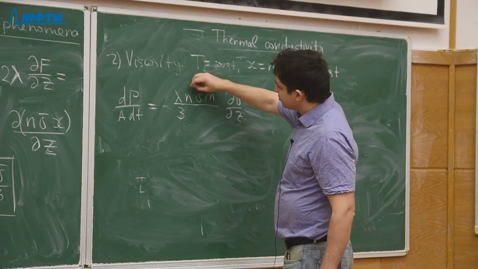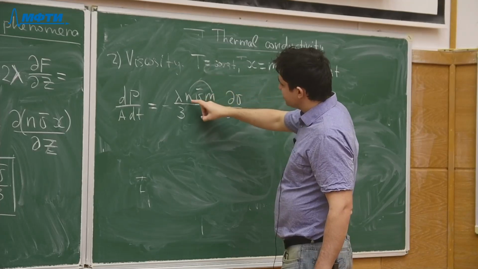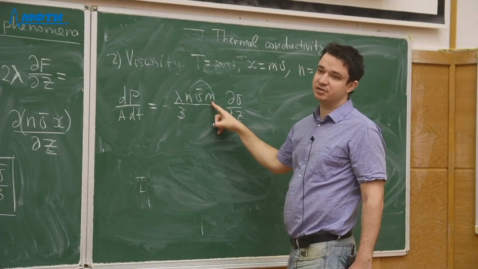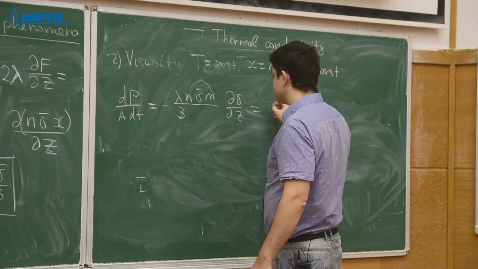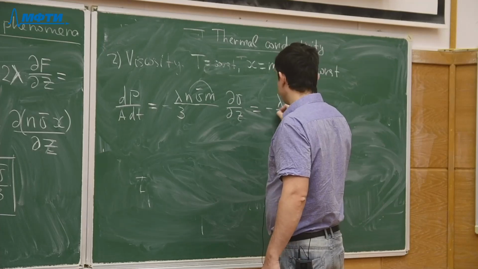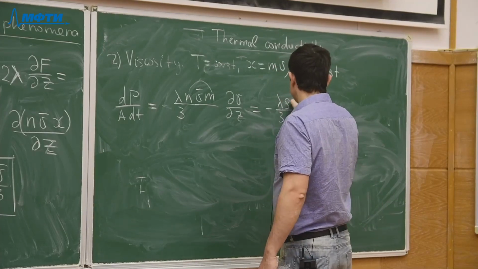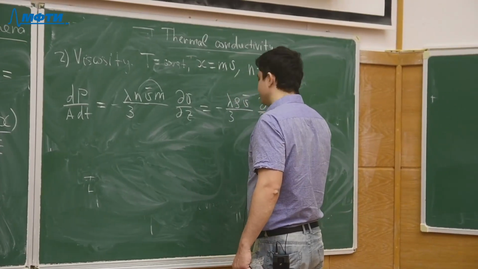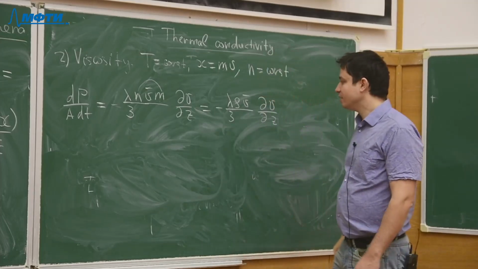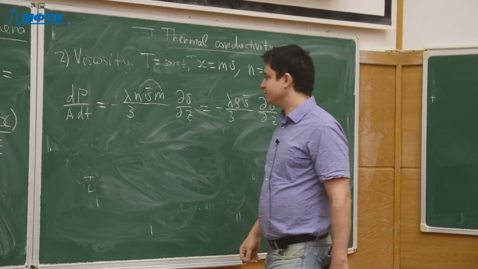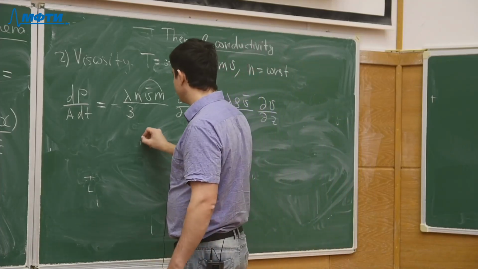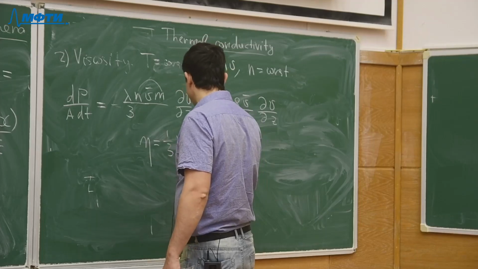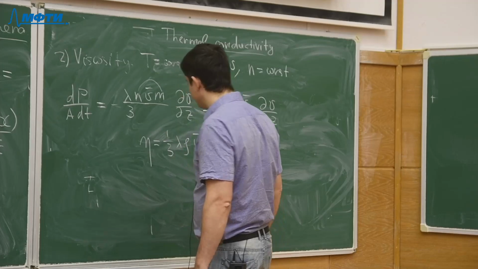Now I look somewhat more closely here, and I see that the product of the number density by the mass of the single molecule actually gives us the density. So this is minus lambda over 3 multiplied by density multiplied by mean thermal speed times the partial derivative of V over Z. And comparing this with the viscosity equation, I get that the viscosity coefficient eta is equal to 1 over 3 times lambda times density times average mean speed.